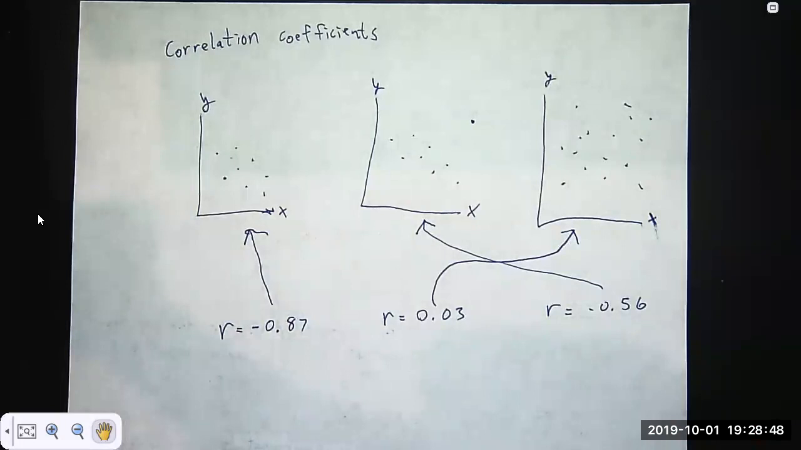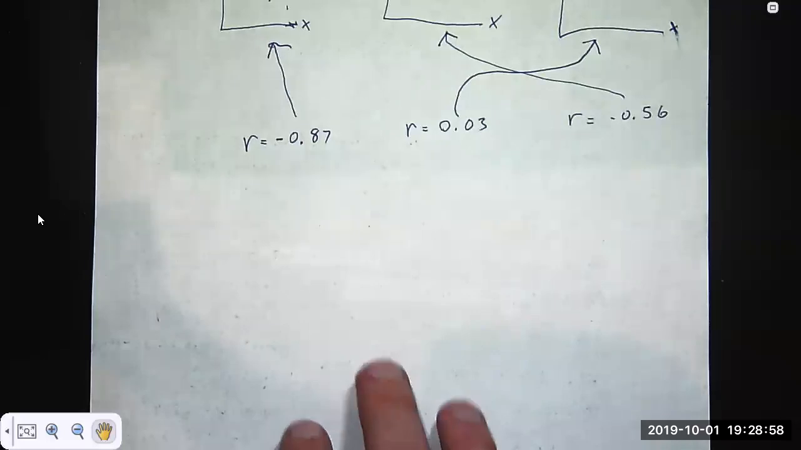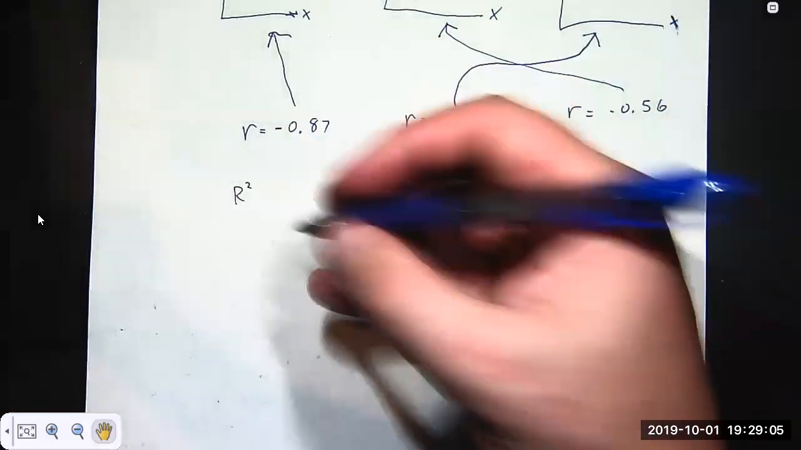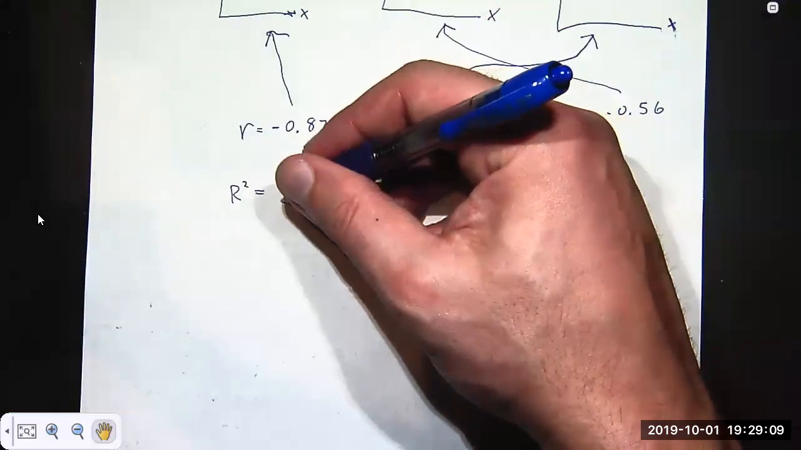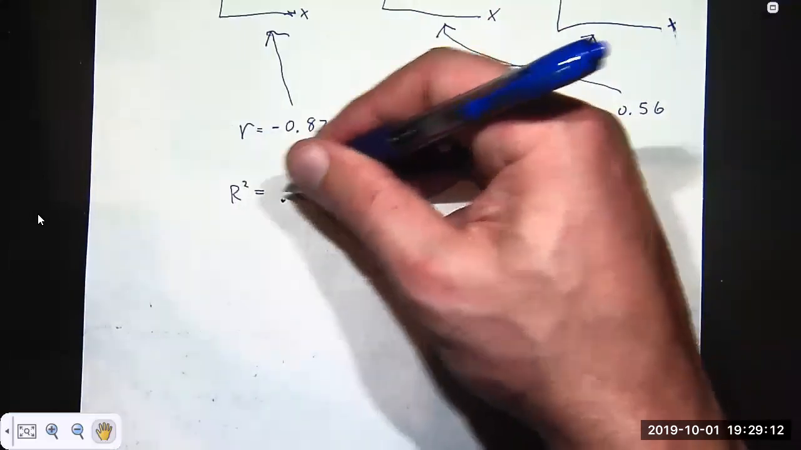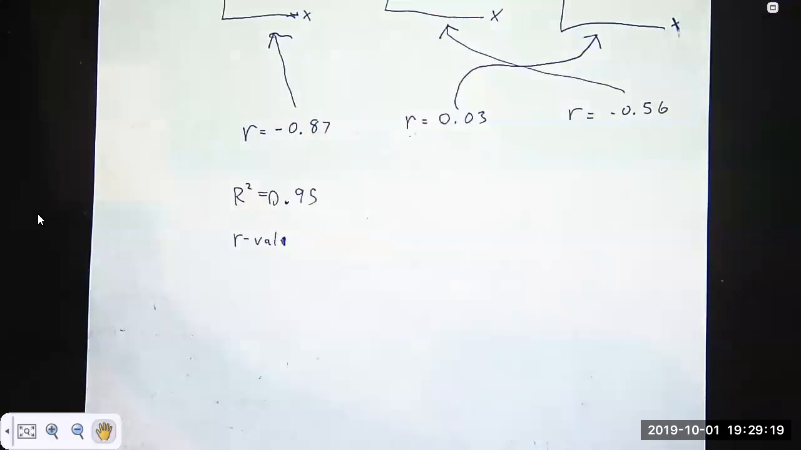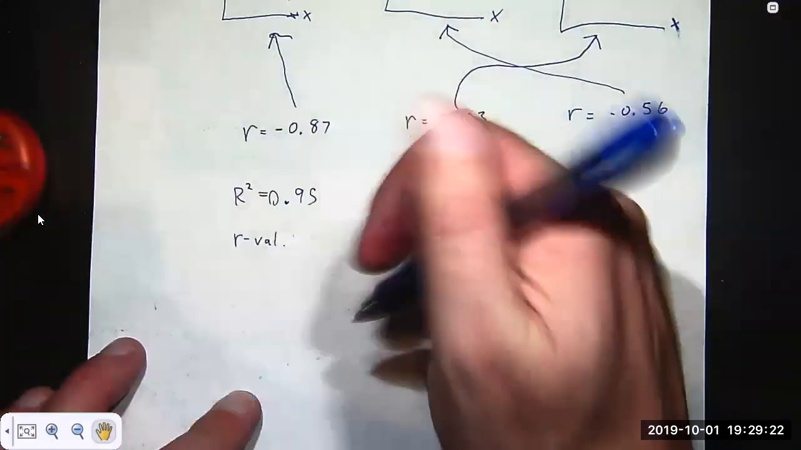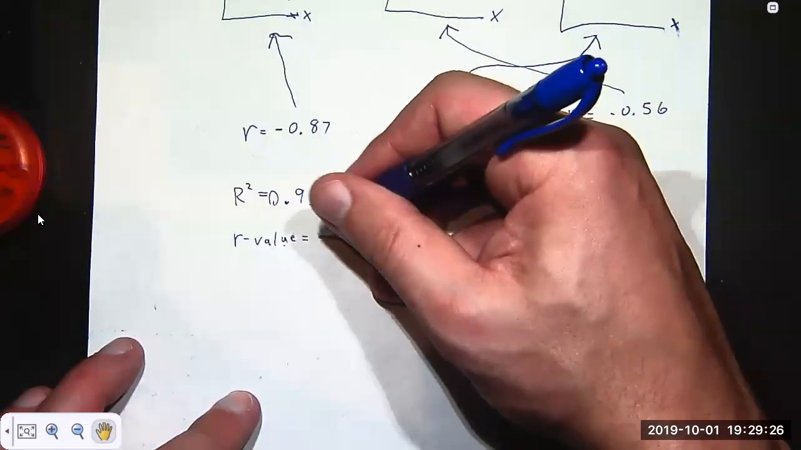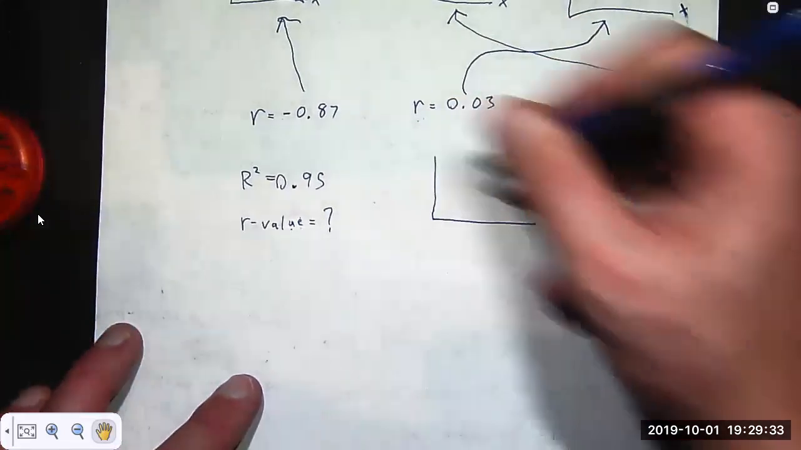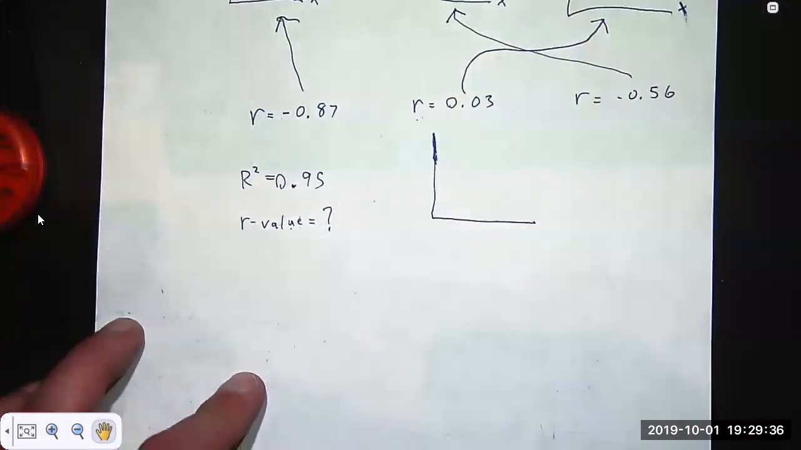Did you want to go a little bit over R squared as well? It may be on the exam. Let's do it. R squared. So let's say you had R squared equals 0.95. R value equals what? And as always, ideally you could actually see the scatter plot so you could see what's going on here.